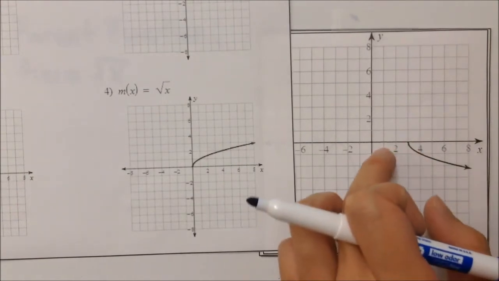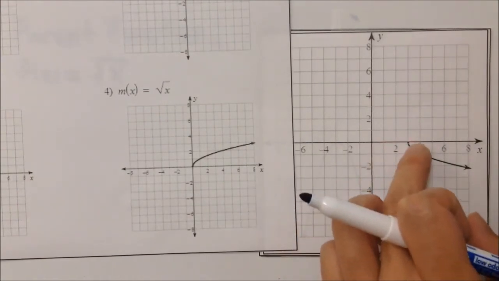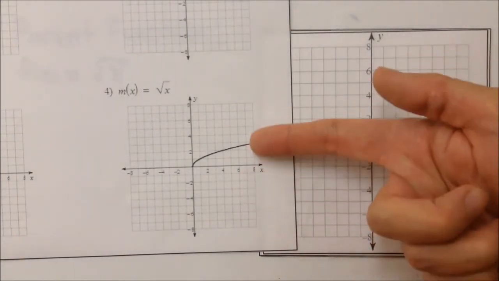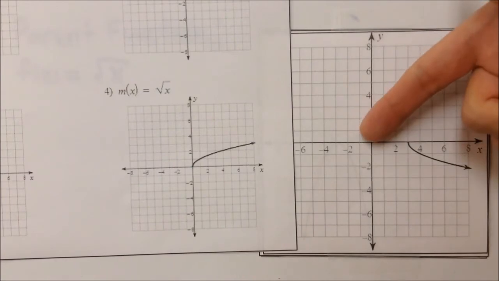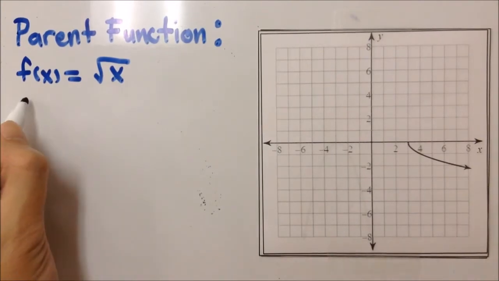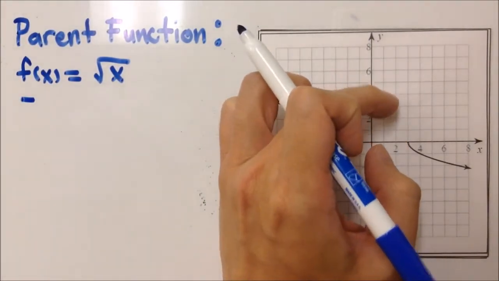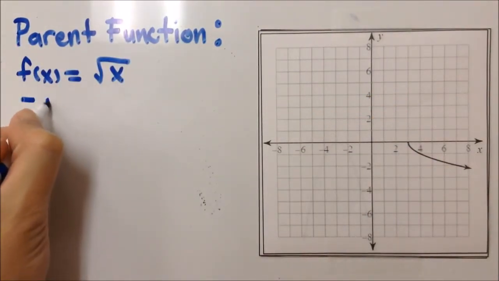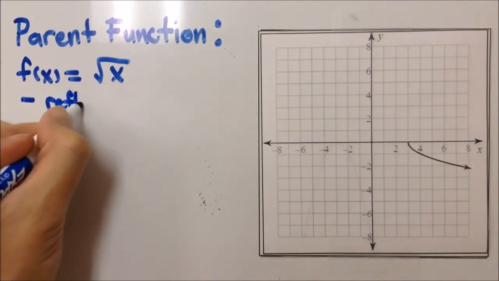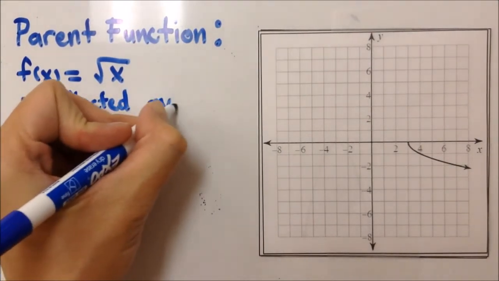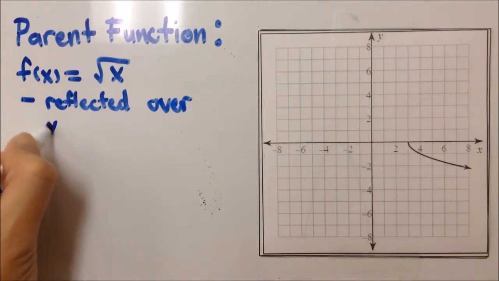Over here it's not at the origin, so it didn't start at the origin, it started here and it's going downwards. So one transformation is that it reflected over the x-axis, and the other one is that it shifted to the right. So let's write out the information. We notice that it shifted, no, not shifted, reflected over the x-axis. So reflected over x-axis.